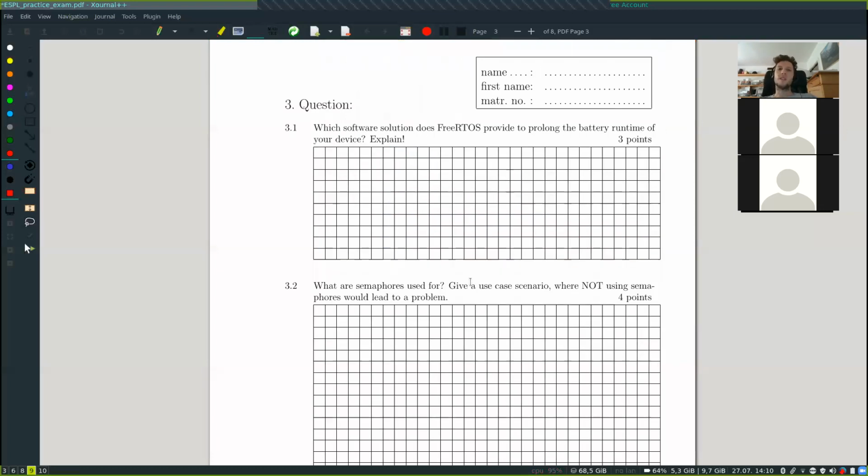So, which software solutions does FreeRTOS provide to prolong battery runtime of your device? This is a bit of a tricky one. There's a sleep mode or something, right? That you could enter at a critical point and just put certain tasks to sleep? Actually, there's an idle task in FreeRTOS that runs when there are no other tasks to be run, but it's still clocking the CPU. FreeRTOS itself can't actually put the CPU to sleep. This is platform dependent.